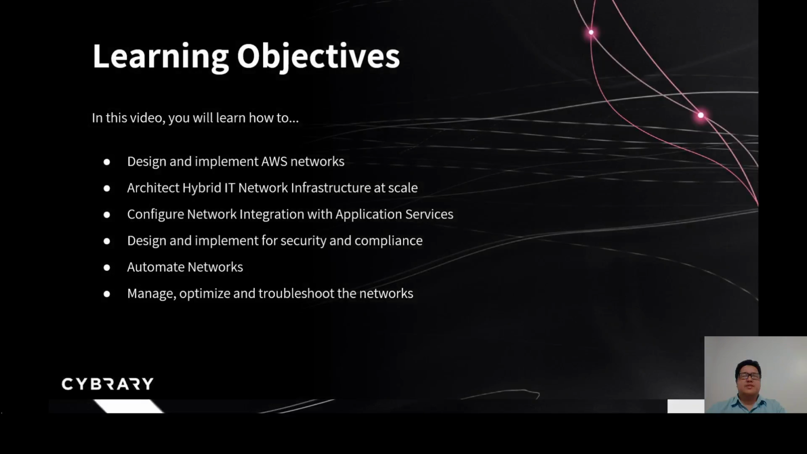Learning objectives: design and implement AWS networks, architect hybrid IT network infrastructure at scale, configure network integration with application services, design and implement for security and compliance, automate networks, manage, optimize and troubleshoot the networks.